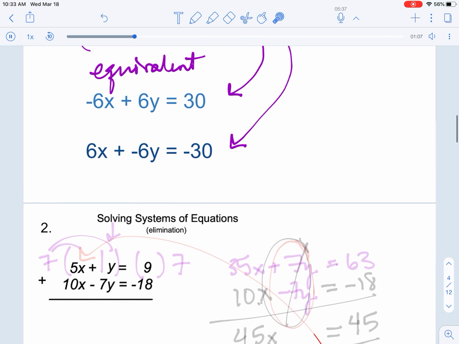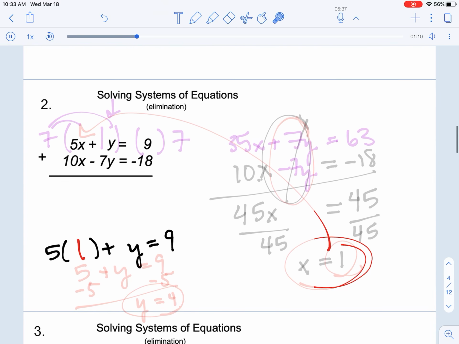So let's go ahead and practice that by rewriting equations so that we can manipulate them to find opposites. I do not have opposite x's. I've got a positive 5 and I have a 10x, which are not opposites. I also have a positive 1y and a negative 7y, but they're not opposites yet. Let's turn them into opposites. So I'm going to multiply this top equation by a positive 7, and that will give me a positive 7y to match my negative 7y.